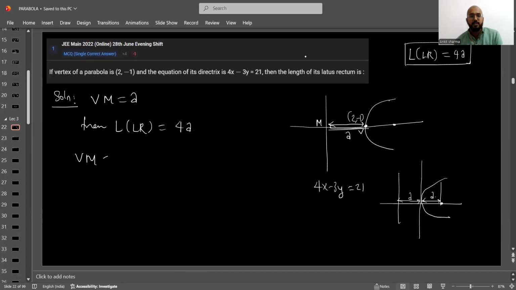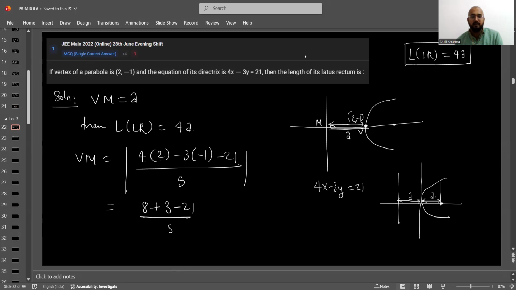So let's find out VM. VM is basically the perpendicular distance of this point from this line. So we can plug in here 4 into 2 minus 3 into minus 1 and then minus 21, over the square root of 4 squared plus 3 squared, which is 16 plus 9, 25. Square root is going to be 5. So we get this VM, and this turns out to be what? 4 into 2, 8 plus 3, 11 minus 21 over 5. 11 minus 21 is minus 10, 10 over 5 turns out to be 2. So I know my distance VM from V to M is nothing but 2. Therefore, length of latus rectum is going to be simply 4 into 2, which is 8. So the answer would be 8 for this question.